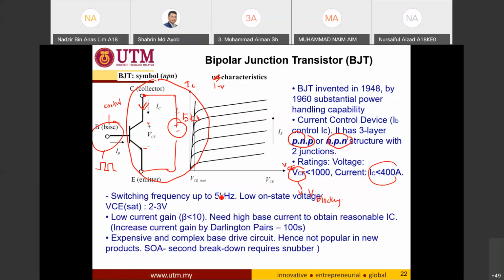And the switching frequency, because we are using it as a switch, on and off, is also a very important parameter in power electronics. Just to make you remember, for power electronics, the power rating, which is based on the voltage and current, and the frequency capability are very important. The switching frequency of the BJT is not very high, only 5 kilohertz, and when it is turned on, there will be some small voltage drop, which depends on the materials used to manufacture this BJT. It is around 2 to 3 volts.